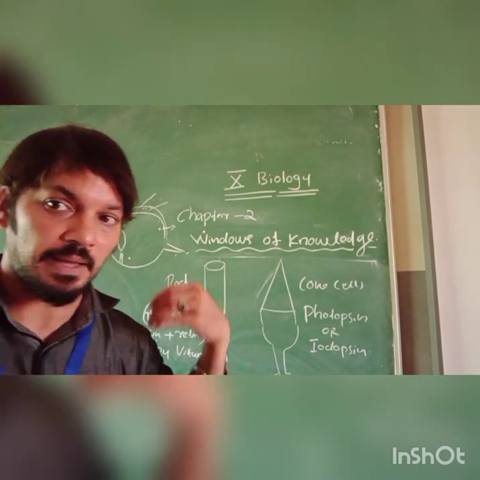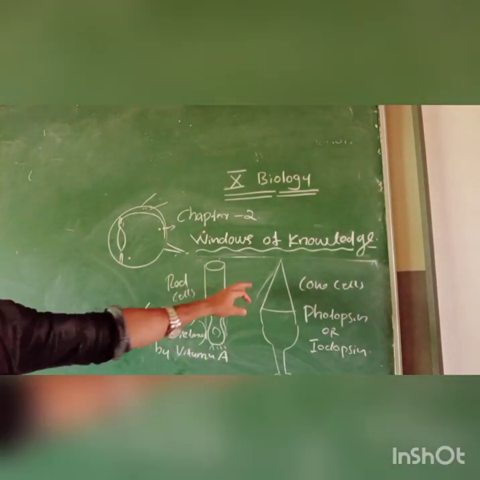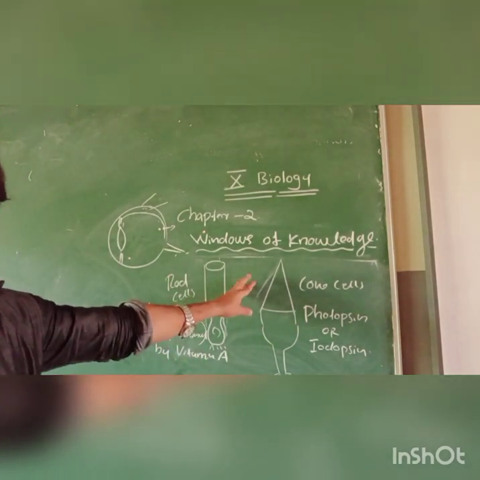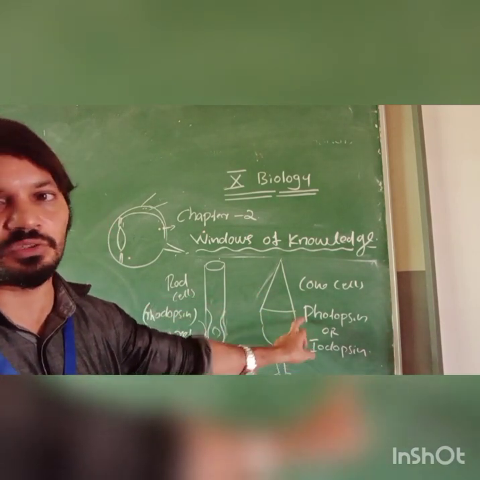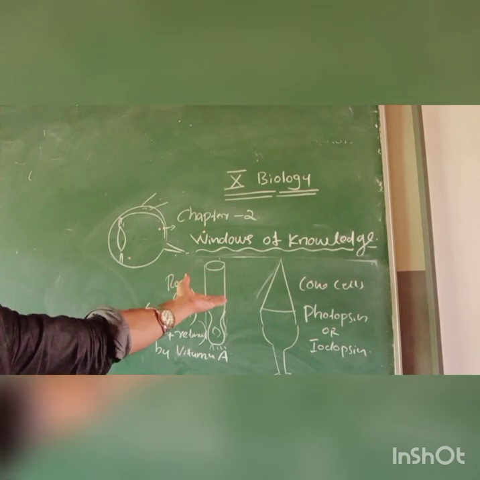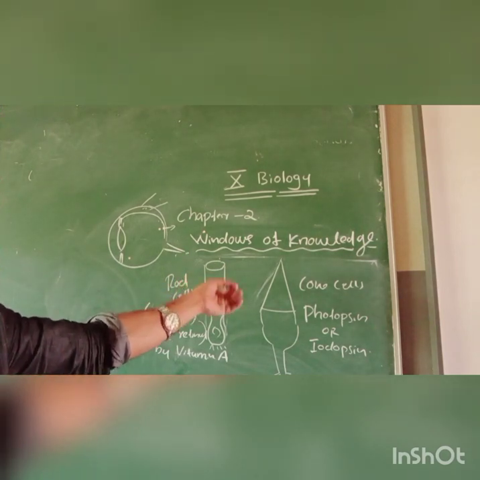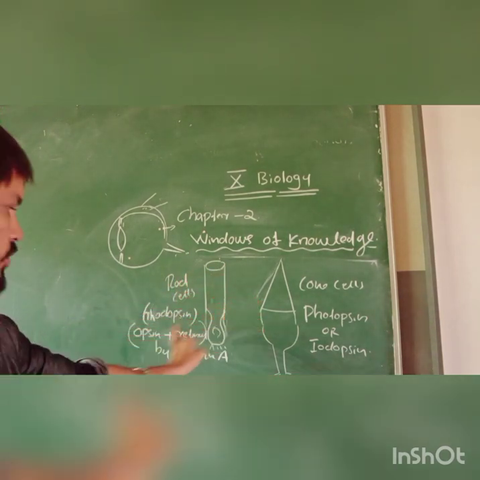Chance to be night blindness. This is known as cone cell. Cone cell contains the pigment known as photopsin or iodopsin. Both are the same, photopsin and iodopsin. This pigment is also composed of opsin and retinal.